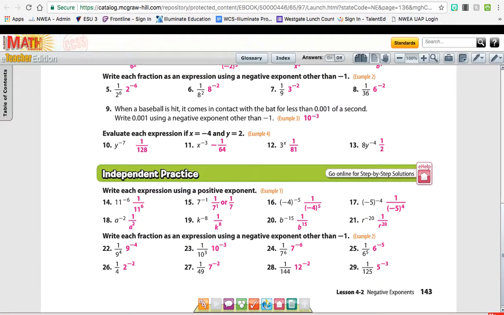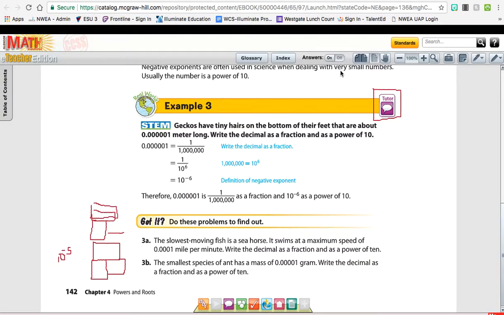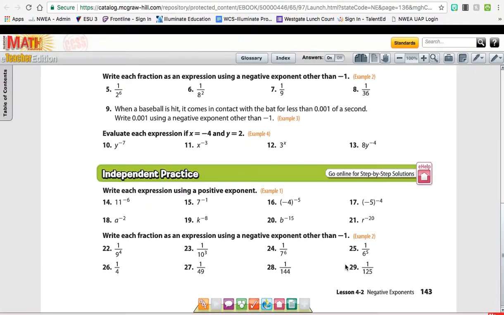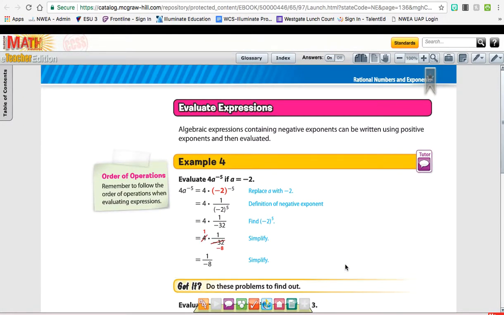On page 142, I also wanted to look at 143, there's another got it section on example 4. Example 4 is just evaluating expressions that have negative exponents. And so this isn't new to you other than we have negative exponents. Okay, so when you have negative exponents, that's going to apply to just the variable in this case. If it was 4a in parentheses to the negative 5th power, then everything would be raised to the negative 5th power. But in this case, the a is to the negative 5th power and the 4 is just fine by itself. Okay, you do have a video tutor to look at if you want to look through that one.